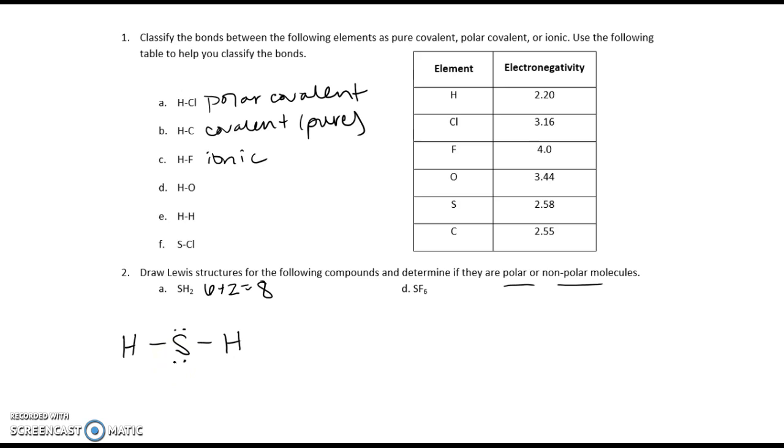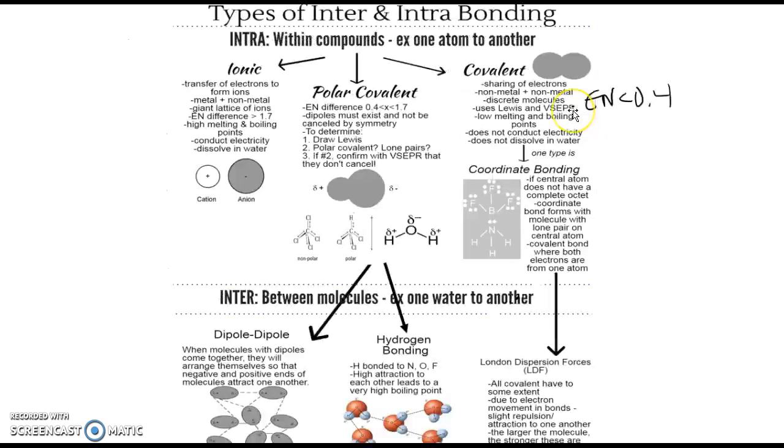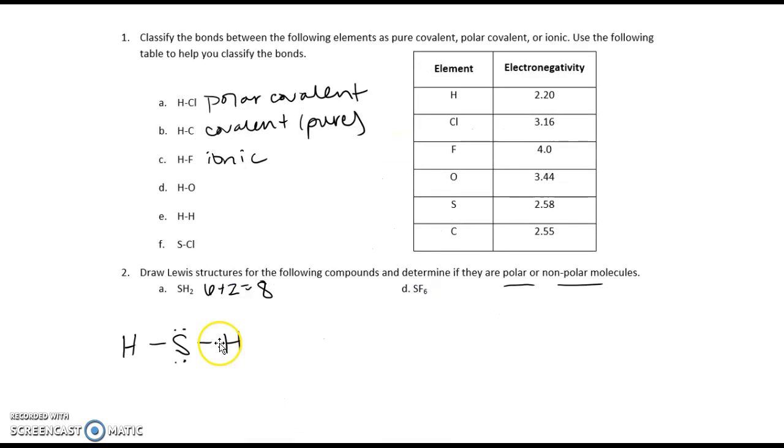Now we ask ourselves, do we have any polar covalent bonds or any lone pairs in the middle? We very clearly have lone pairs in the middle. We could subtract the difference here: S is 2.58 minus 2.20, a difference of 0.38. If you look back at the table, not technically 0.4, but we do have the lone pairs either way. So we have to draw the VSEPR structure.